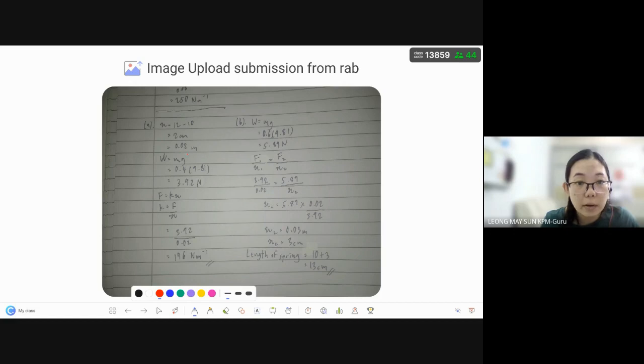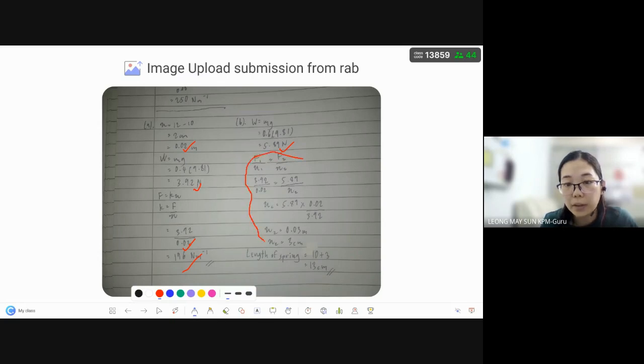Okay, now let's look at Rabika. Rabika's working, step by step. Okay, you change to meter. All right, good. Can be acceptable. Change to meter already, and then here 5.89.